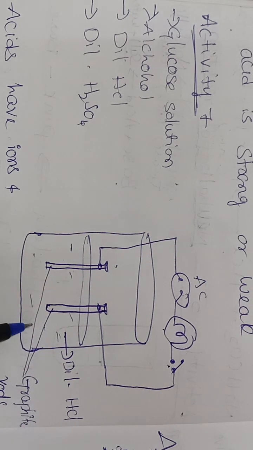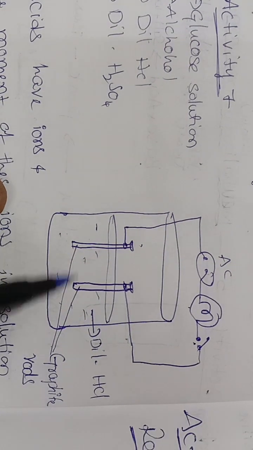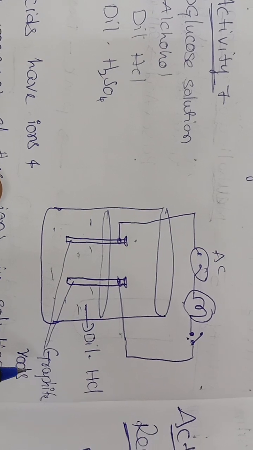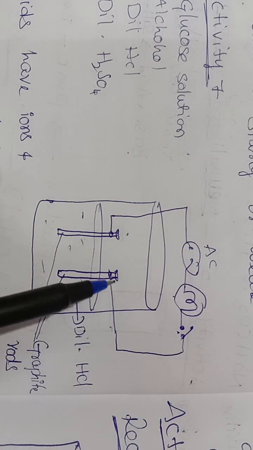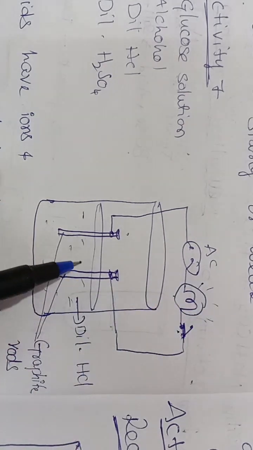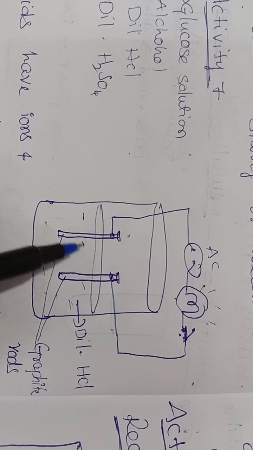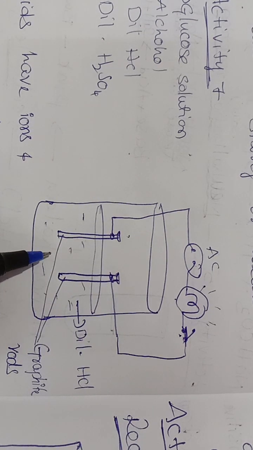The solution taken is diluted hydrochloric acid. These two are graphite rods. Next, close the switch, and the bulb starts glowing. When the switch is on and the bulb glows, it means electricity is passing through the solution.